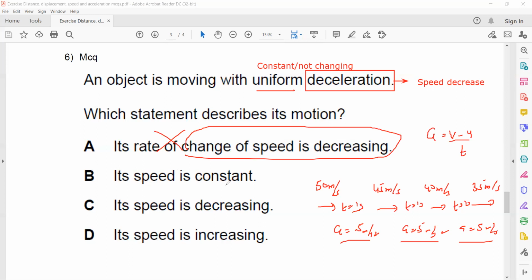Its speed is constant. If speed is constant, the object does not accelerate or decelerate, so it cannot be B. Its speed is decreasing, so C is the right answer. Whenever speed decreases, we call it deceleration. If speed decreases by the same value every time, we call it constant deceleration. Is it clear? Question 6.